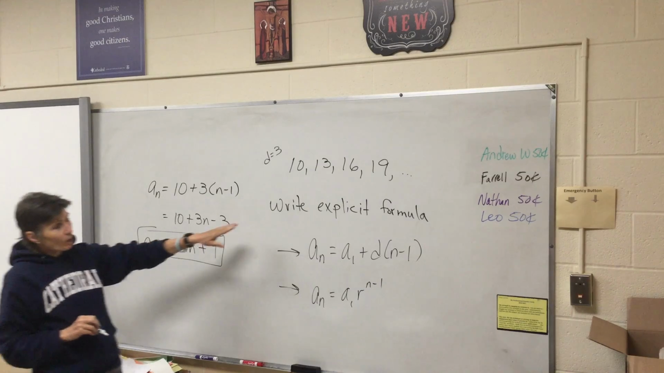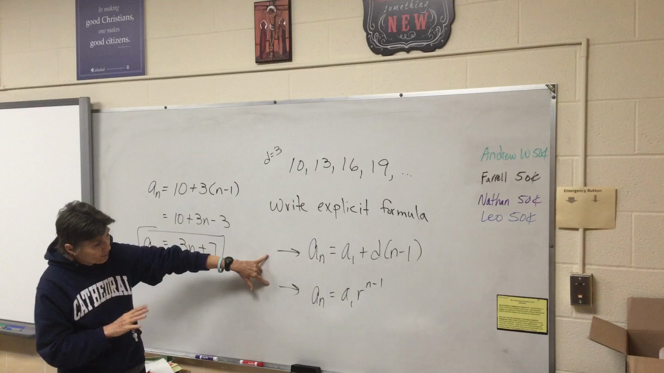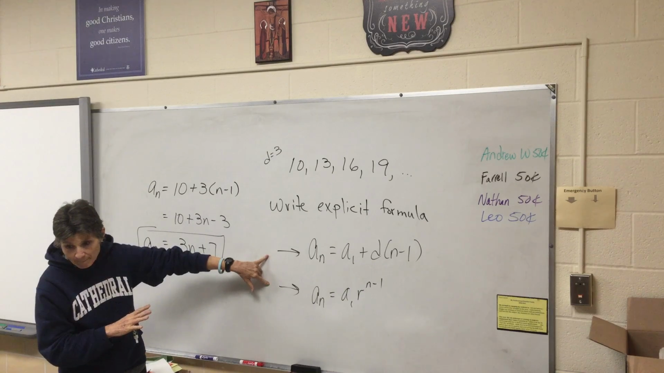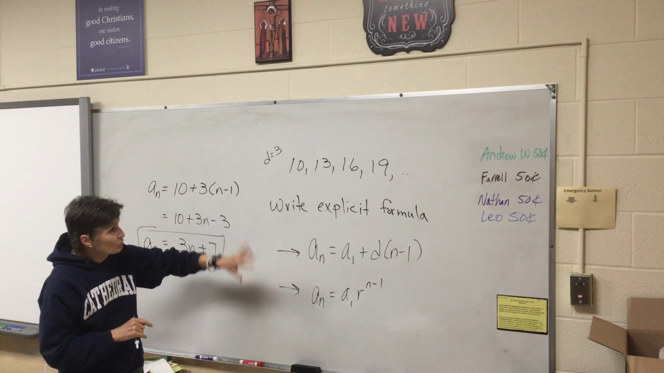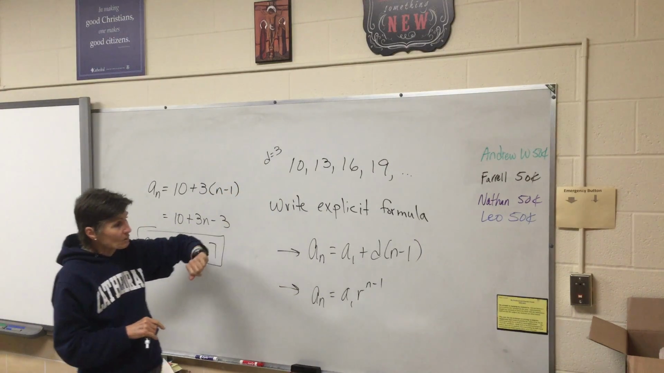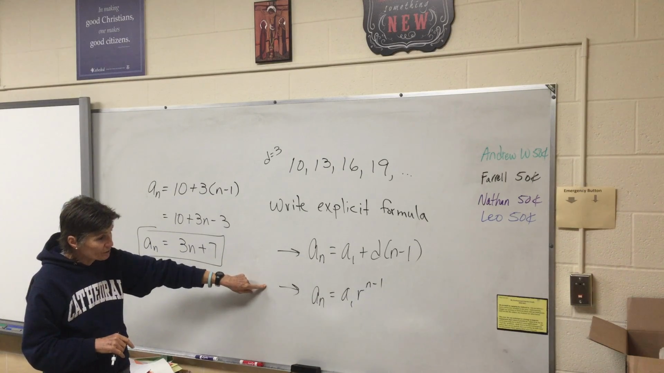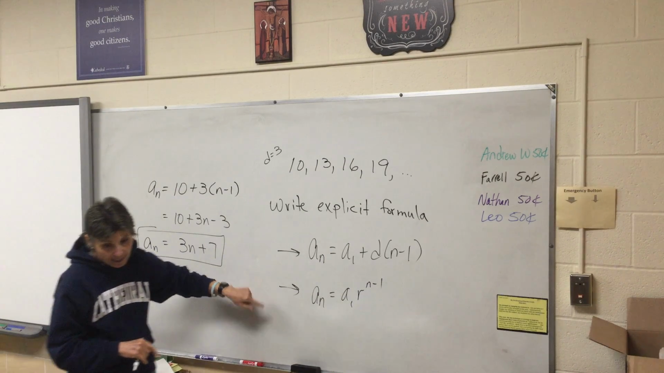So if you have to write an explicit formula, these are going to be your keys right here. This is going to be your starting spot. And then you'll plug in what you know. But you can't do that until you figure out what kind of sequence you've got. Because if it's arithmetic, you start here. If it's geometric, you start here. All right, last one.